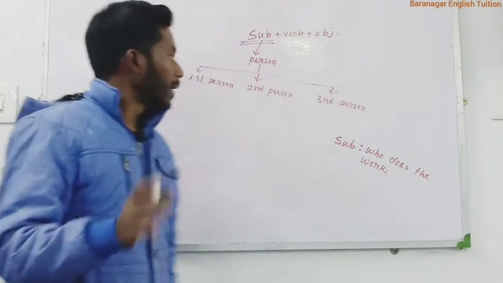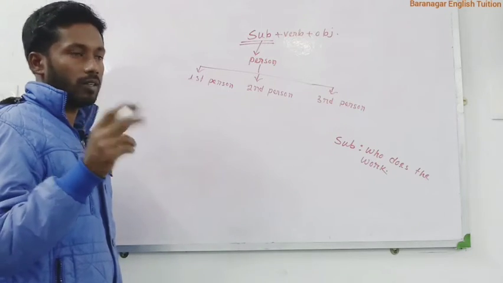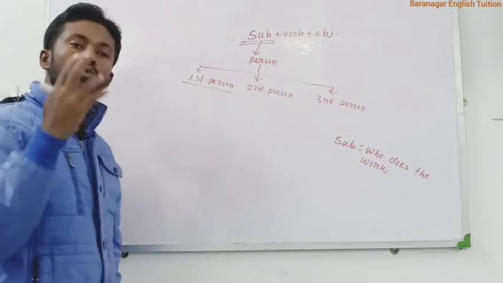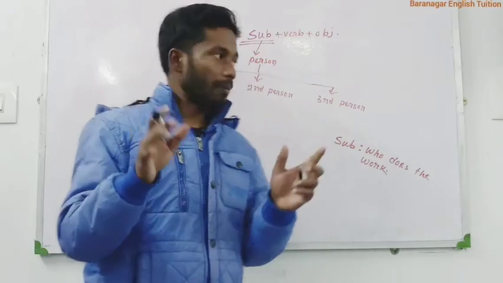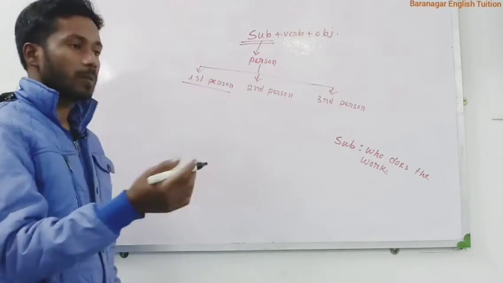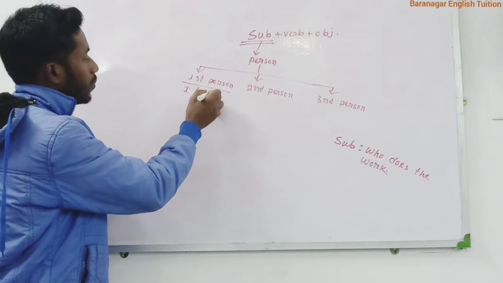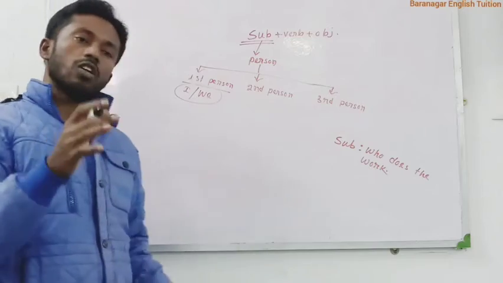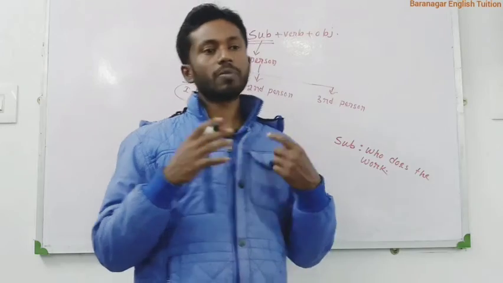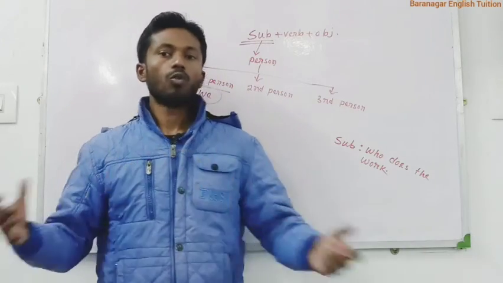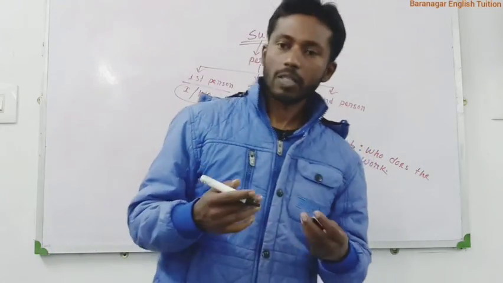Remember, this first person has only two kinds. Let's first understand which are the first person. First person is simply I and we. These are the first person, means only I or we. I means I'm doing the work, so that means who is doing the work. So I am the first person, or we are learning, so we are the first person. Okay, so I and we are the first person.